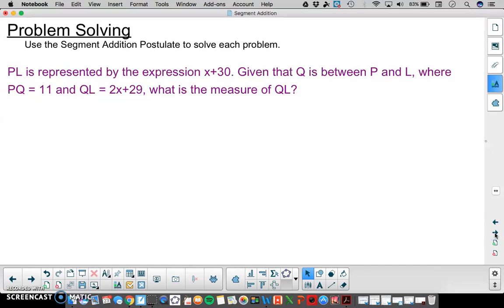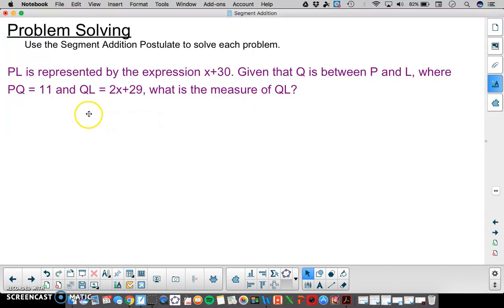We can also use the segment addition postulate in problem solving. So here we have a problem involving some measures of segments. It says PL is represented by the expression x plus 30. Given that point Q is between points P and L, where PQ is 11 and the measure of QL is 2x plus 29, what is the measure of QL? Well, first let's draw a diagram so we can make some sense of where things go.